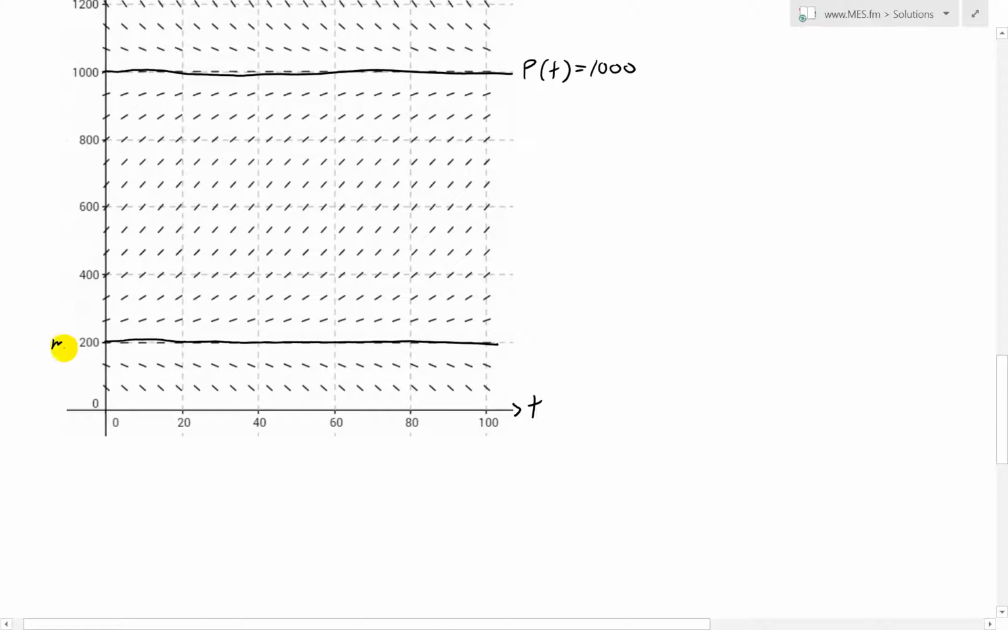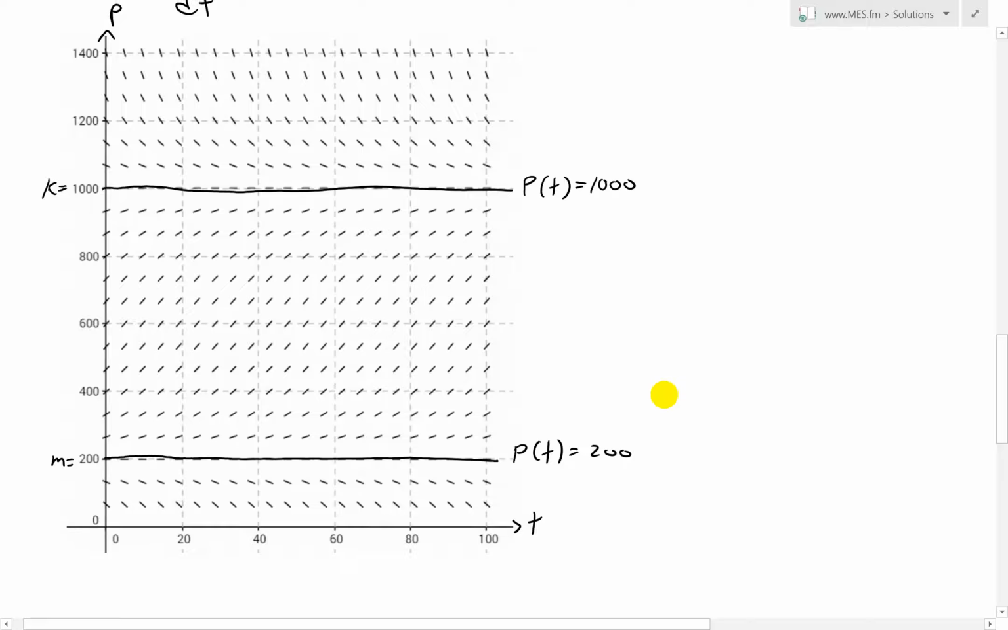So this is our m equals 2, and this is our k equals 2, which is interesting right here. And then P of t equals 200, and that's just a flat line. Now if we start above our carrying capacity, we're going to eventually go back down to this carrying capacity. If we start anywhere like here, it goes like that.